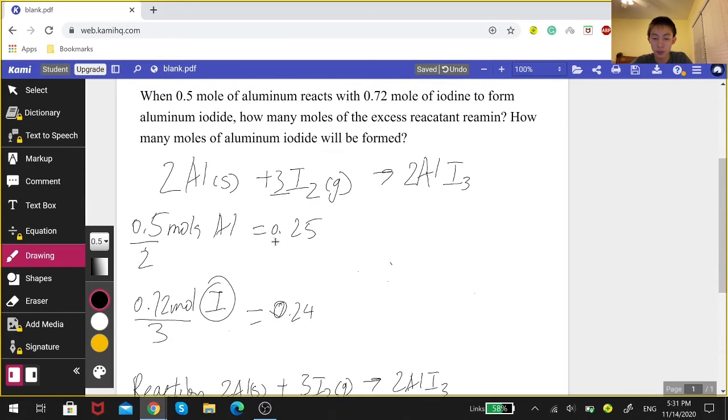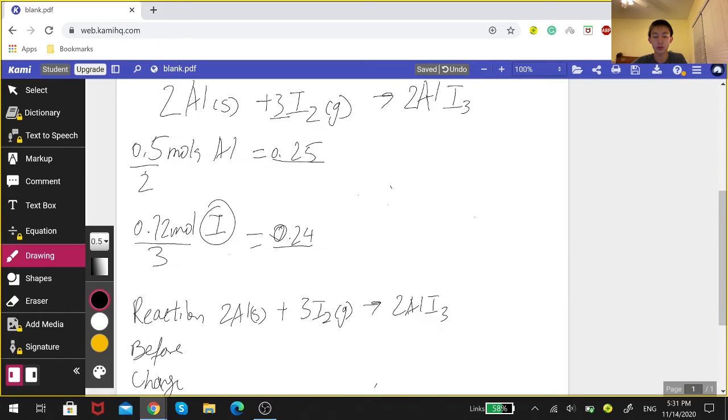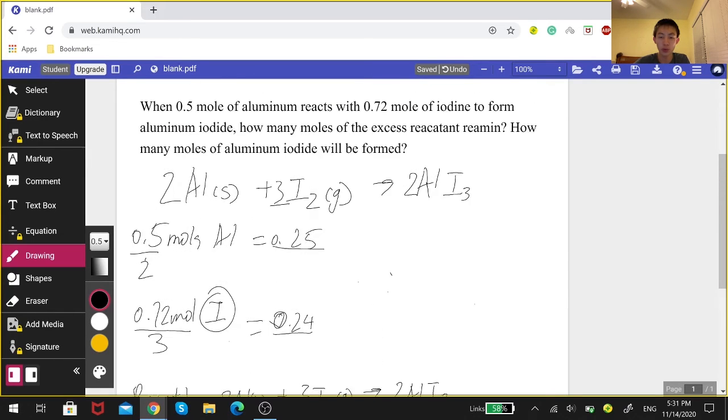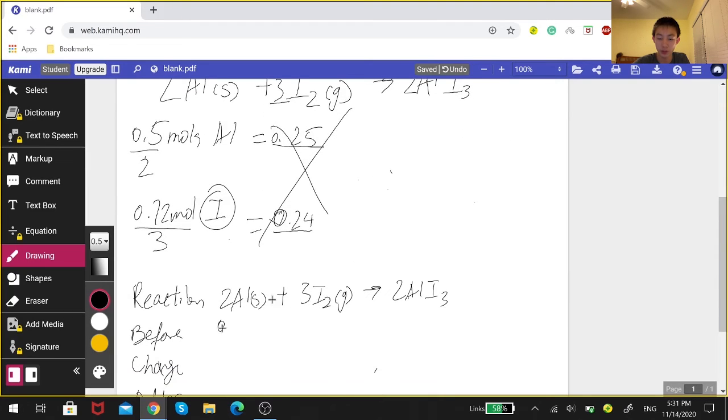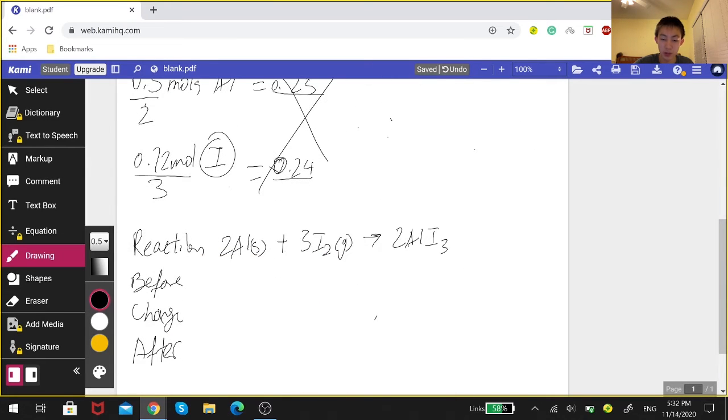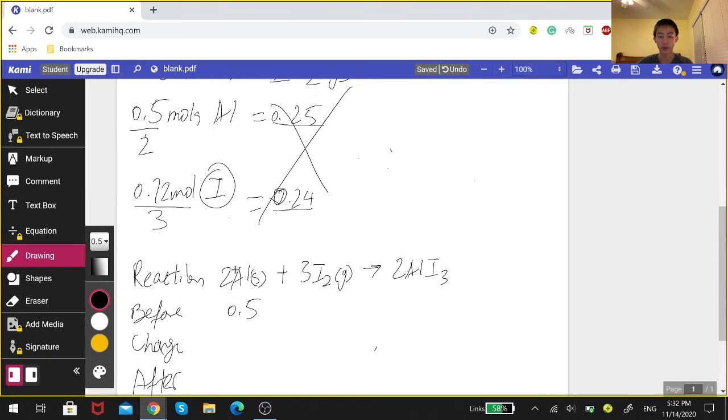After you find these two numbers and figure out the limiting reactant, you will not use these numbers again to write them in the before place. You'll use what you're given, not these. You will not write 0.25 and 0.24 over here. It told us you have 0.5 moles of aluminum, so this has to be 0.5. When you're writing, always write what the question told you already.